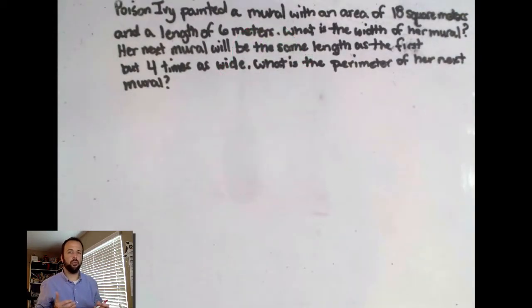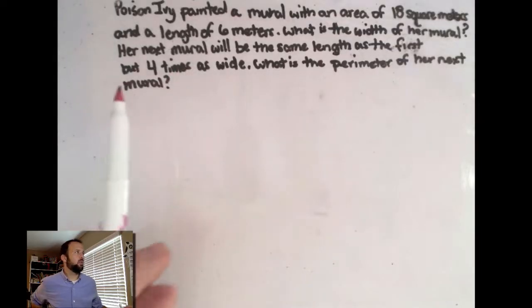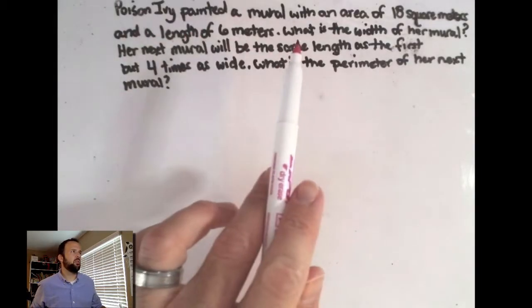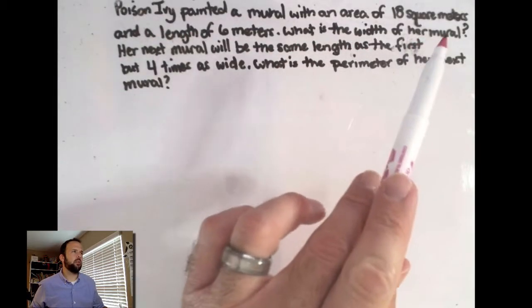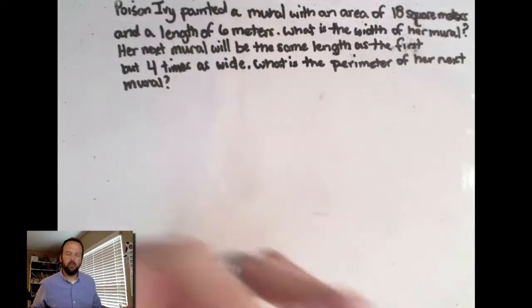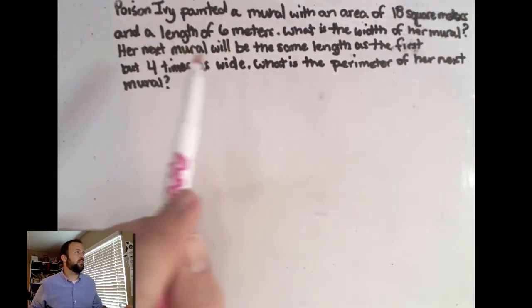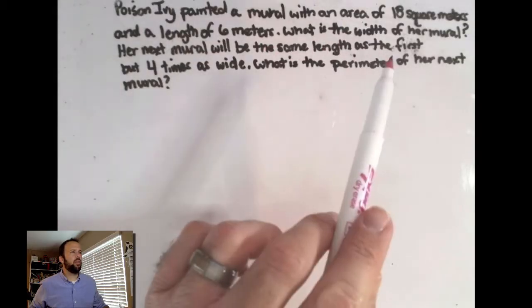Alright, so here's the next riddle that the Riddler threw at us, right? And boy, is it a doozy. Okay, so starting here, it says Poison Ivy painted a mural with an area of 18 square meters, okay, which I didn't realize she was a painter, but evidently she is, and a length of 6 meters. So what is the width of her mural?